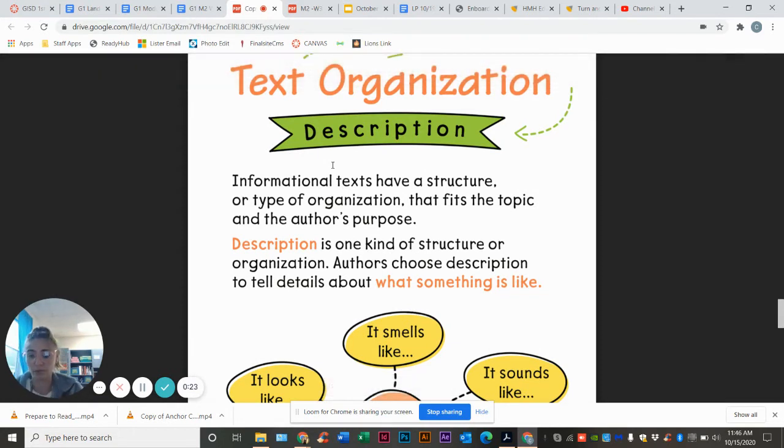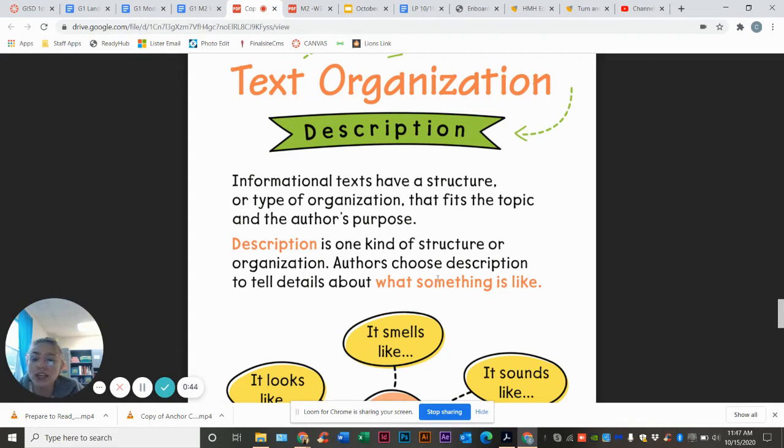Here's the description. Informational text, so stories that are going to tell us, they want us to learn from it, have a structure or an organization that fits the topic and the author's purpose. Who remembers the author's purpose is why the author writes the story? They want to persuade us, inform us, or entertain us.